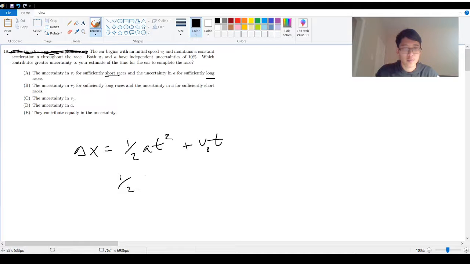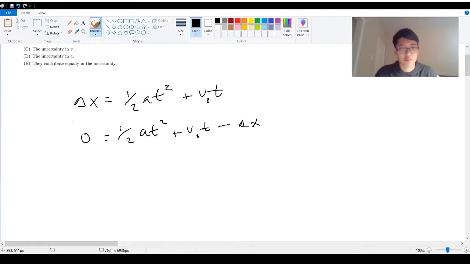So then if we move over to subtract delta x, we get 1/2 a t squared plus v naught t minus delta x. And then if we want to solve for t, we will use the quadratic equation. So t is equal to negative b squared, so negative v naught squared plus or minus the square root of b squared. Oh wait, hold on. I don't remember the quadratic equation. There's no square here. It's negative b plus or minus the square root of b squared minus 4ac. So that's v naught plus or minus the square root of v naught squared minus 4ac.